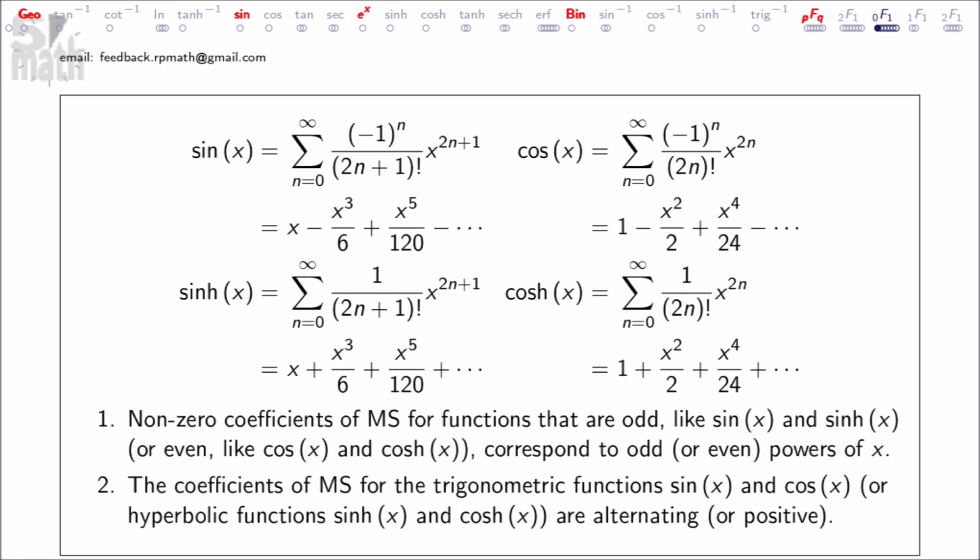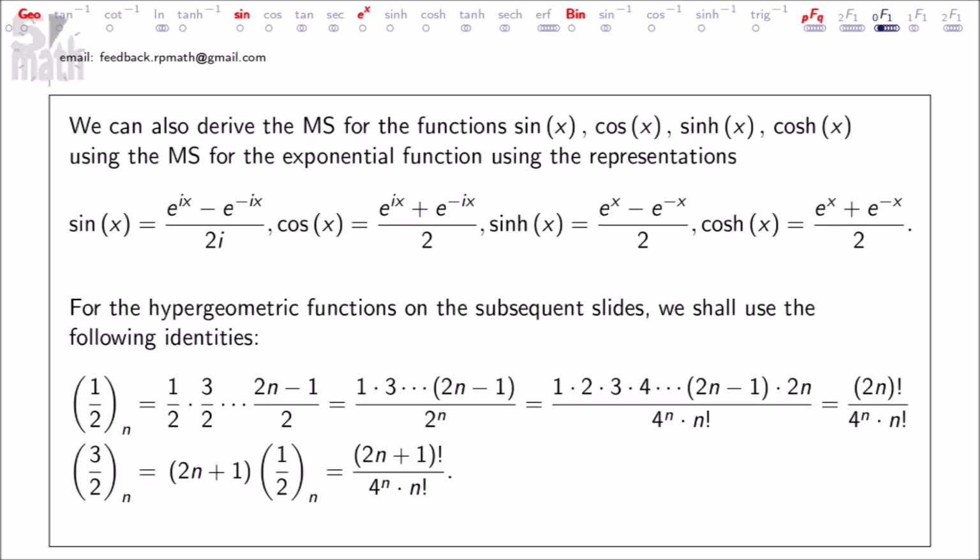Inverse hyperbolic tangent. Non-zero coefficients of Maclaurin series for functions that are odd, like sine and hyperbolic sine, or even, like cosine and hyperbolic cosine, correspond to odd or even powers of x. The coefficients of Maclaurin series for the trigonometric functions sine and cosine, or hyperbolic functions hyperbolic sine and hyperbolic cosine, are alternating or positive.